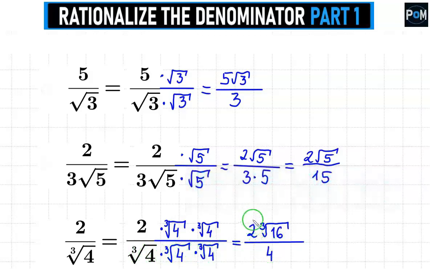Well, the end of the example is not yet, because here we can still reduce the 2 and the 4. Here we get 2, and here we get 1. So ultimately, we get the cube root of 16 divided by 2. That's the result for this example.